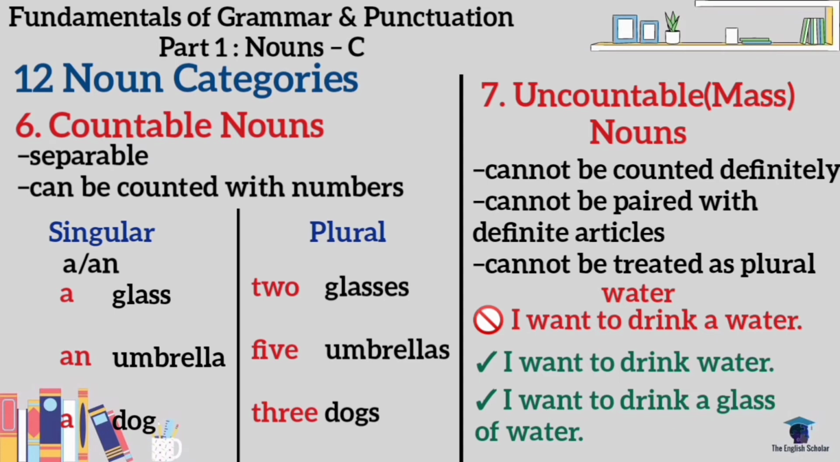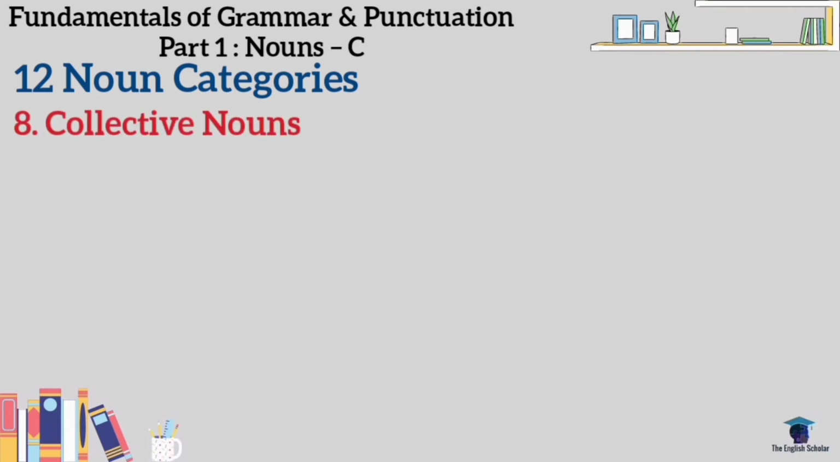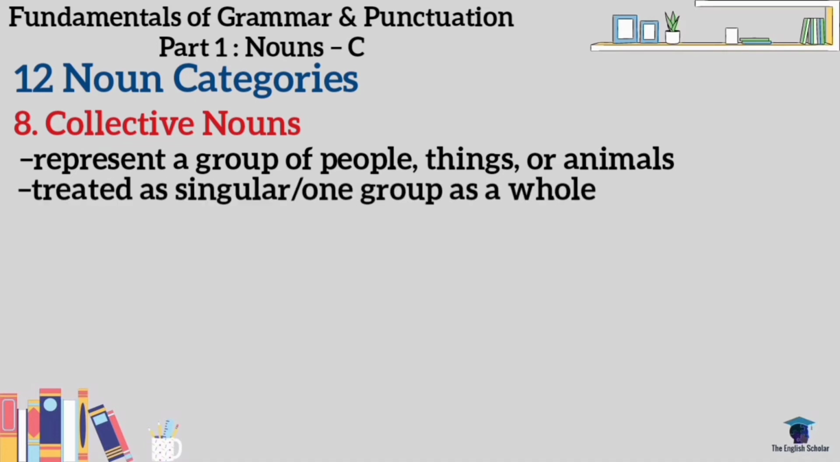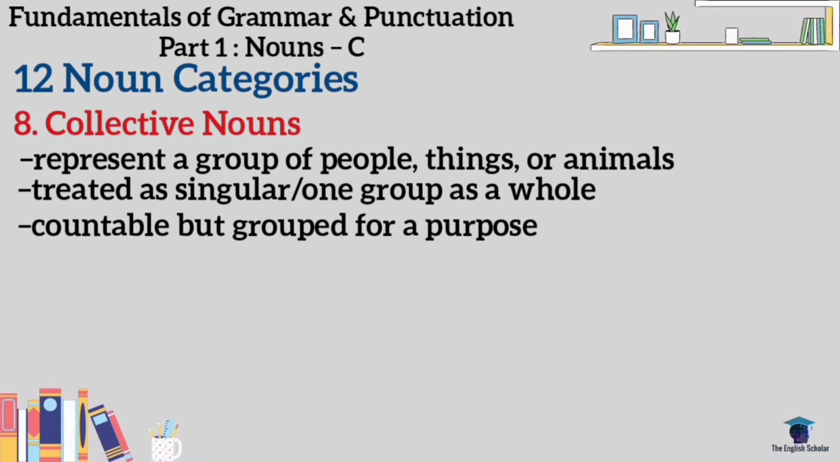Let's have the 8th category. Collective nouns. Collective nouns represent a collection or group of people, things, or animals. Even though collective nouns represent a collection or group, they are still treated as singular, or one group as a whole. Collective nouns are not comparable to mass nouns or uncountable nouns. Uncountable nouns are literally not countable, while collective nouns are countable.